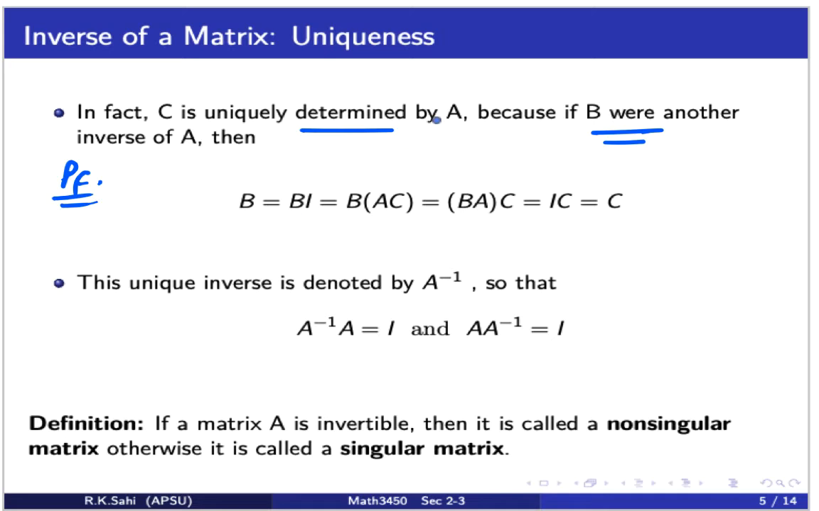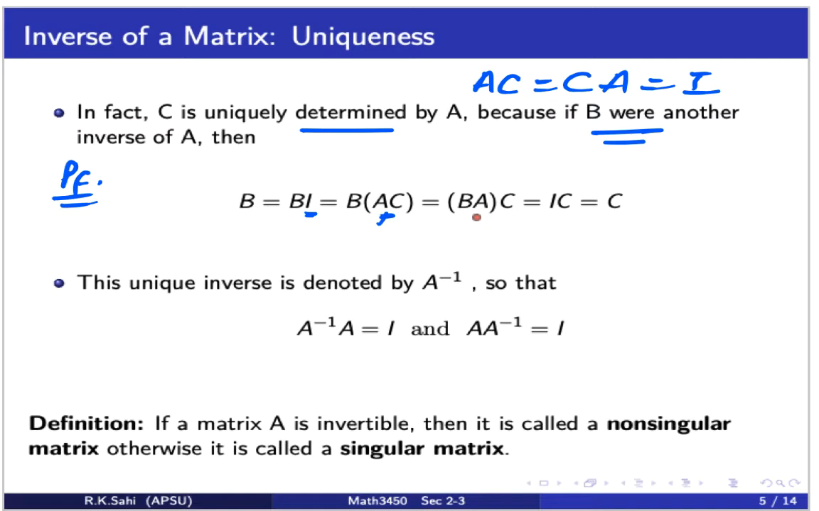So now as we say C is an inverse of A, what does that mean? A times C equals C times A equals identity. So here when we say B equals BI, I can replace this I by A times C. So we get this one. Now we all know that the matrix product is associative. So we can have B times A and then C can be multiplied later.